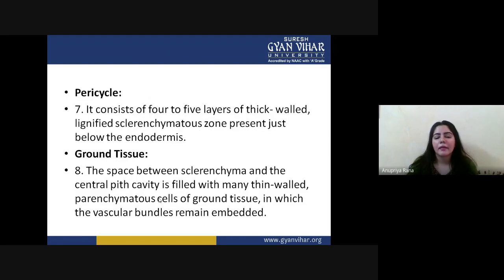Yes, the pericycle. It consists of 4 to 5 layers of thick walled, lignified sclerenchymatous tissue. So basically all the types of simple tissue are differentiated here. We have parenchymatous epidermis, collenchymatous hypodermis, and now we have the sclerenchymatous pericycle. So that will not be very hard to learn.